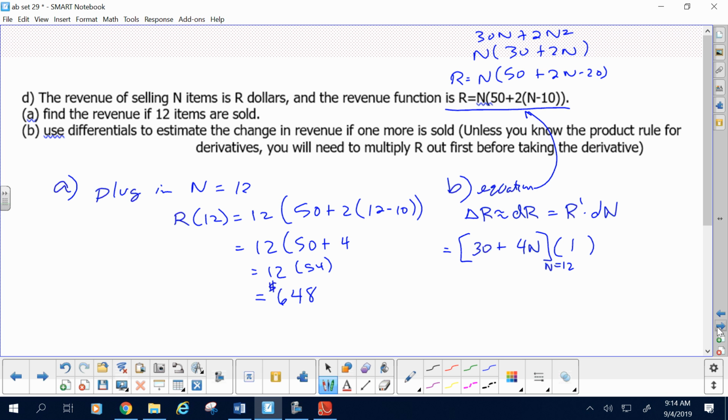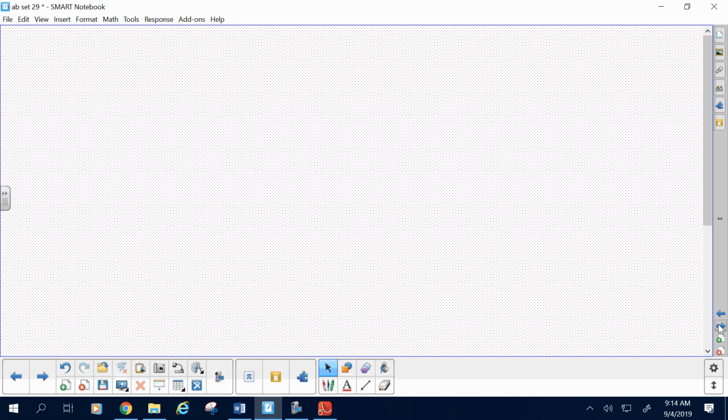Could that be negative? Yeah, how would the question read if I wanted you to do negative one? What's the change in revenue if I did one less? So read carefully there. That can be negative or positive. In this case, it's positive. So when n equals 12, what's the derivative come out to? 78 times 1 then. By creating one more object, I will increase my revenue by $78. You with me? Okay, cool. That should do it.